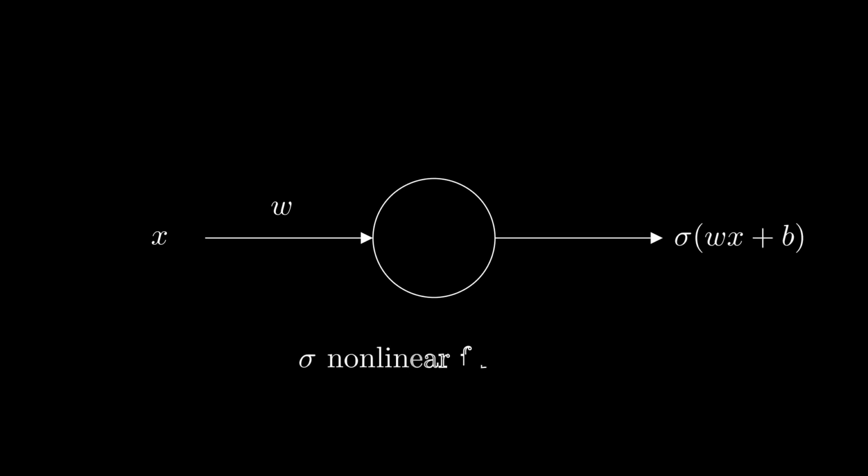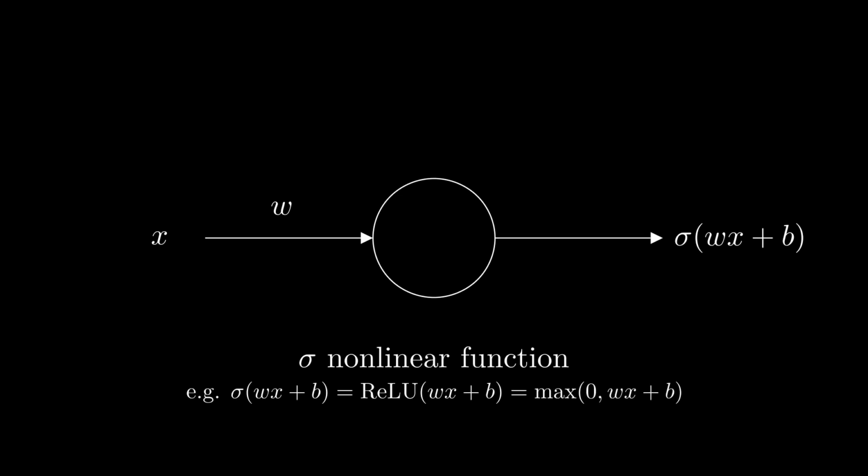This is a neuron, a simple computational unit. It consists of a weight W, a bias unit B, and it takes an input which we'll call X. The neuron multiplies the input with the weight, adds the bias, and lastly, applies an activation function. This activation function can in principle be anything differentiable, but a popular choice is the so-called ReLU, or rectified linear unit.